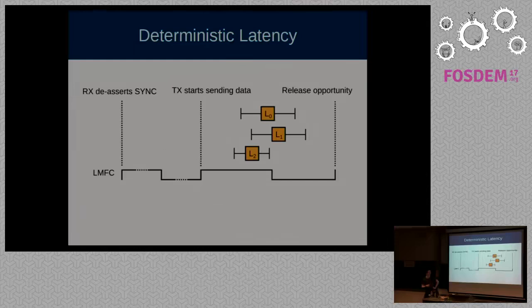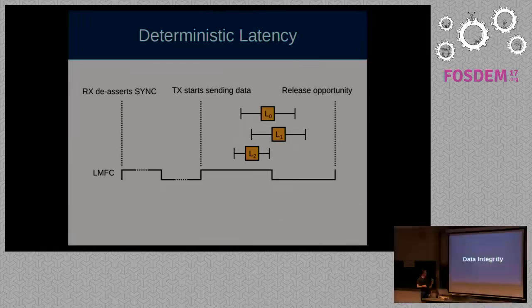And the way JESD makes sure that your latency is always the same, it uses kind of like a FIFO, and it delays the data until the release opportunity. So it doesn't matter whether the data arrives here or here. The first sample that will be released to the application layer will be at this release opportunity. And for this to work, of course, your variance needs to be less than one local multi-frame clock.